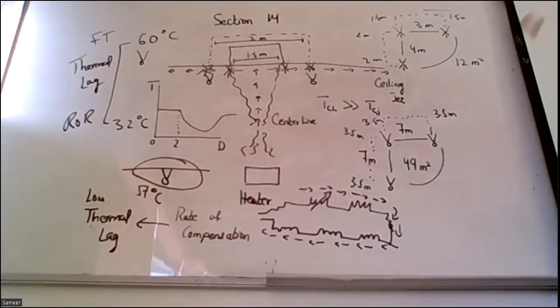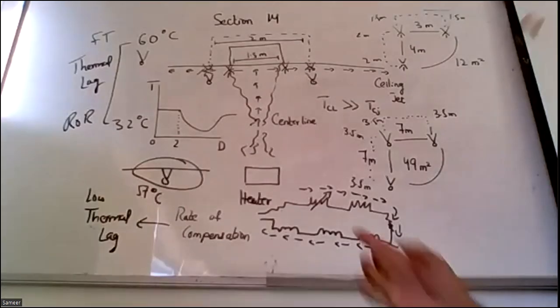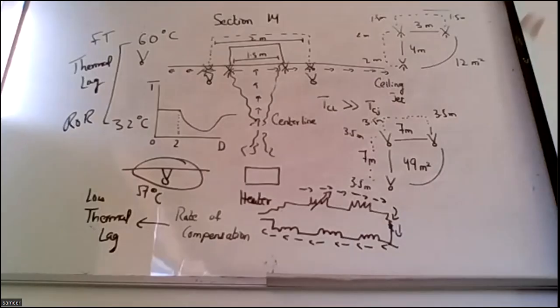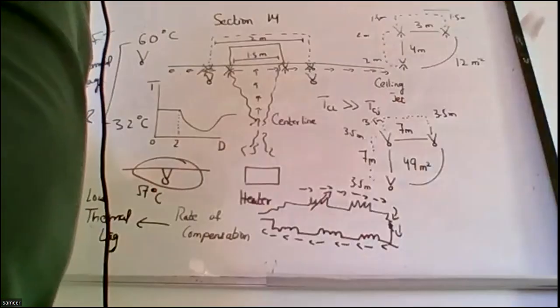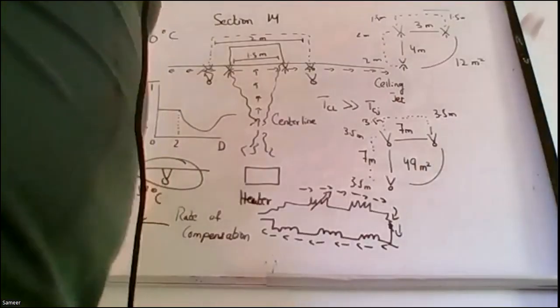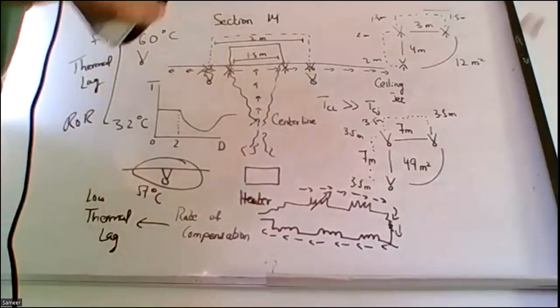In the examination, they may ask you which type of detector corresponds to low thermal lag. That will be the rate of compensation detector, because these detectors detect the temperature of the whole ceiling radially to be 57 degrees Celsius before they operate. Okay, so these are the rate of compensation detectors. Moving on, let's discuss the radiant detectors.